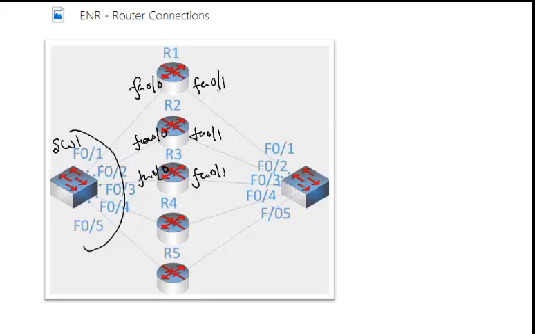The same way, fast Ethernet 0/1 port from each of the routers are connected to switch 2. This is switch 2. Fast Ethernet 0/1 on switch 2 connected to fast Ethernet 0/1 on R1. Fast Ethernet 0/2 on switch 2 connected to fast Ethernet 0/1. This is how the switches are connected to the routers.